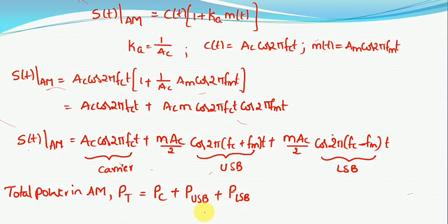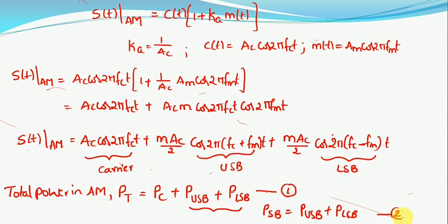Okay, so here the upper sideband power and the lower sideband power I can write as a sideband power. So P sideband power is P USB plus P LSB. Now let us consider this total power expression as 1 and this sideband power expression as 2. So I can write the total power in terms of sidebands as: total power PT of AM signal is power due to carrier signal plus power due to sideband signal. And here they consist of two sidebands. One is the upper sideband and the second one is the lower sideband.